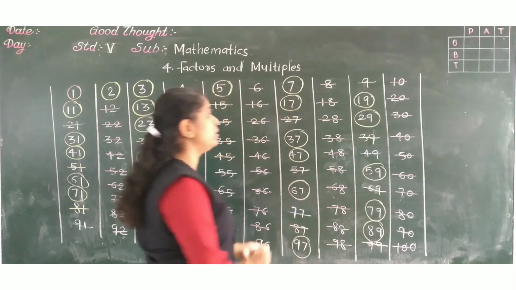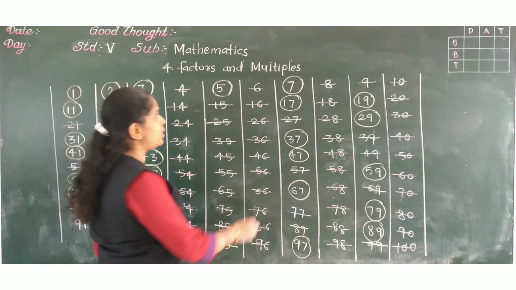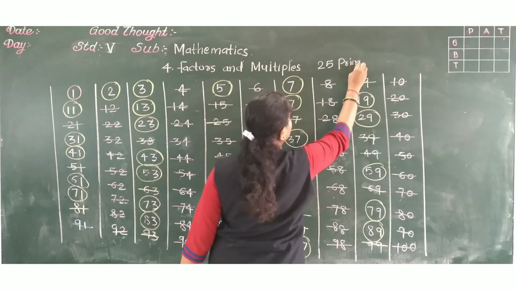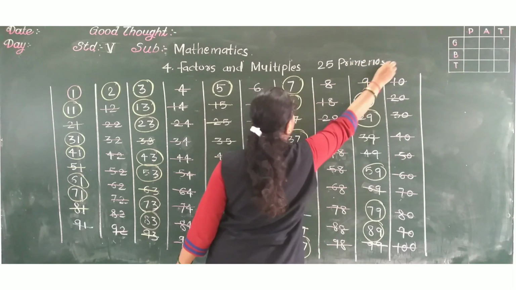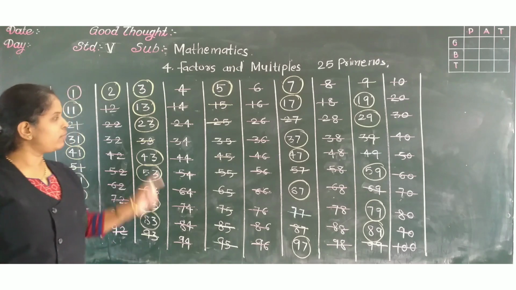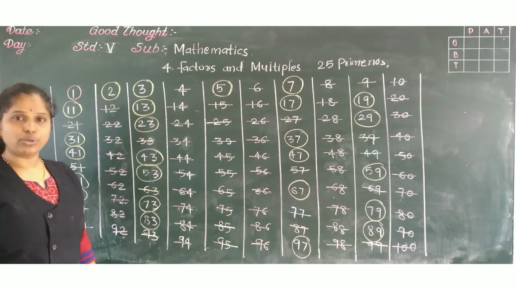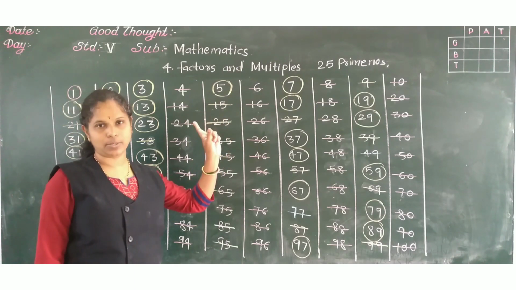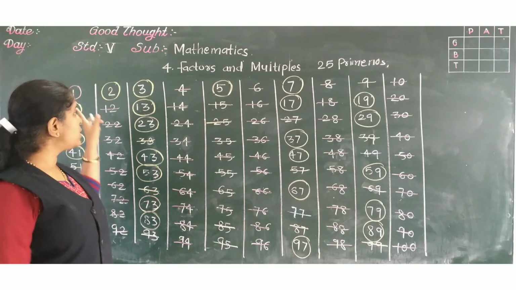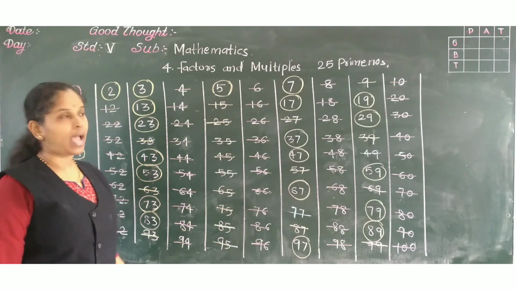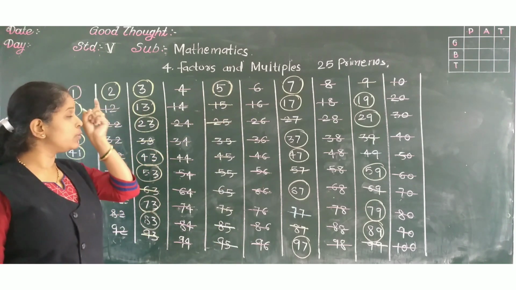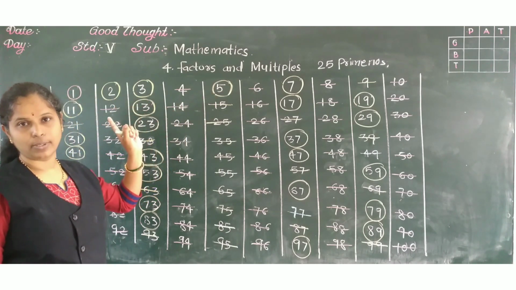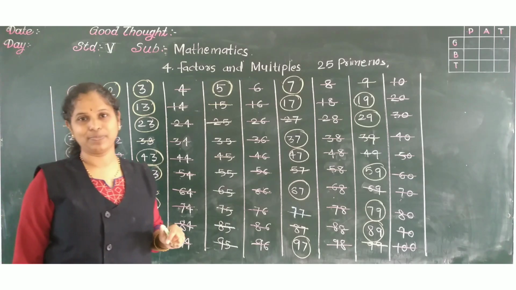So total how many prime numbers are there? There are 25 prime numbers from 1 to 100. Okay. In this way we can find out the prime numbers. And students, mostly you should know all these 25 prime numbers. So these also you will draw in your notebook, and these numbers you will show, and afterward write all the 25 prime numbers whatever are there. Okay, in your notebook. Follow?